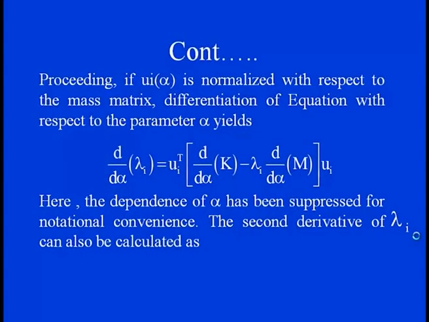And when we are trying to do this, we could easily figure out the eigenvector ui alpha, which can be normalized using the mass matrix, with differentiation of the entire feature with respect to this alpha. So the d lambda by d alpha, because we want to differentiate it, is nothing but equals to the transpose of my eigenvector, ui transpose, into dK by d alpha minus lambda i dM by d alpha, with respect to ui.